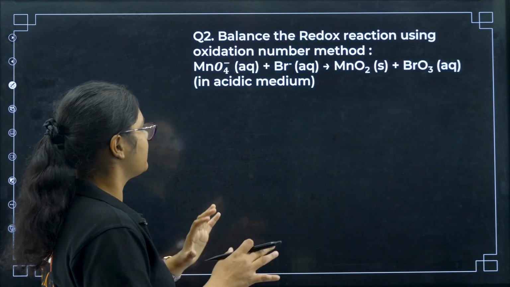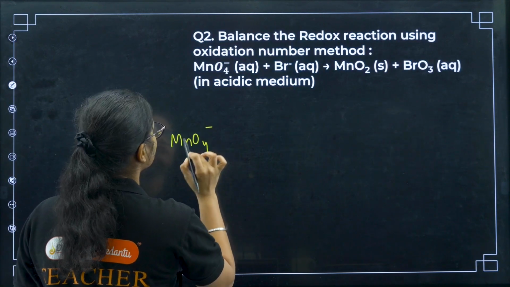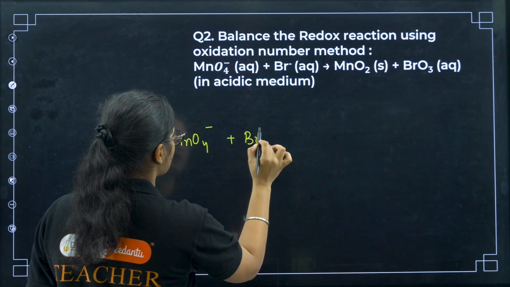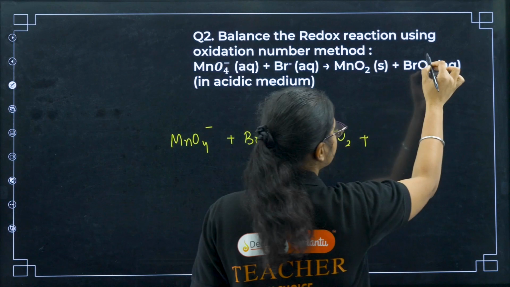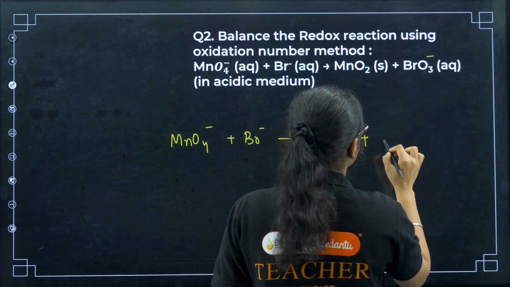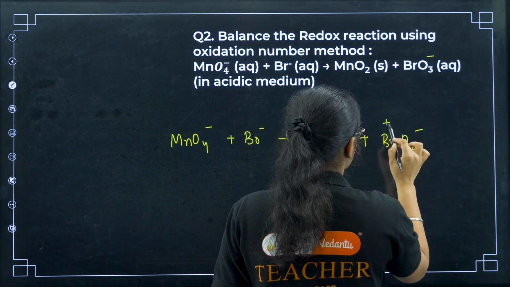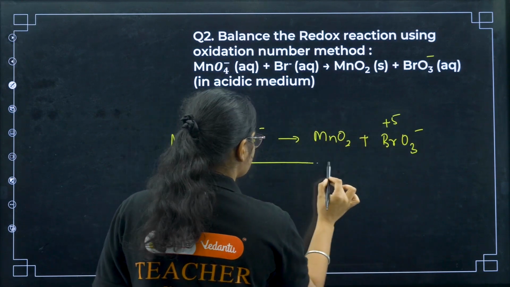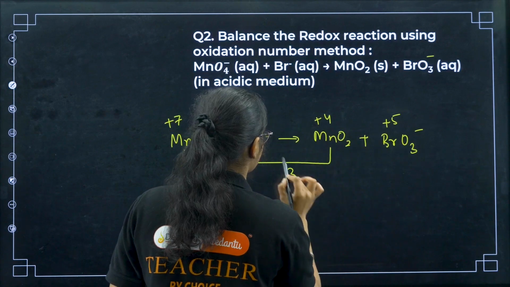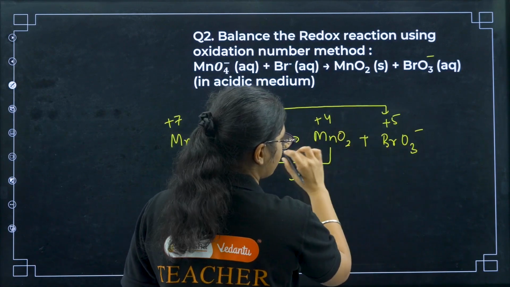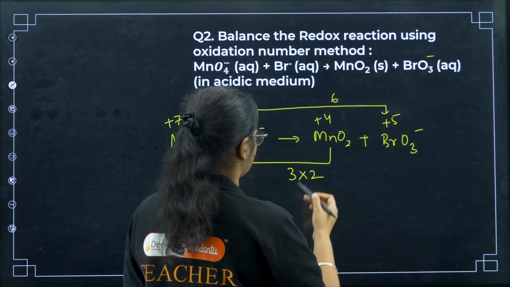Let us see this question. You have to balance the redox reaction. Let me write the reaction here: MnO4- plus Br- gives MnO2 plus BrO3-. So in BrO3-, Br is +5, right? Now if I calculate the oxidation number, Mn goes from +7 to +4, so it is 3. For Br, it is -1 to +5, right? So that is equal to 6. So I can just multiply the Mn part by 2 to balance this.